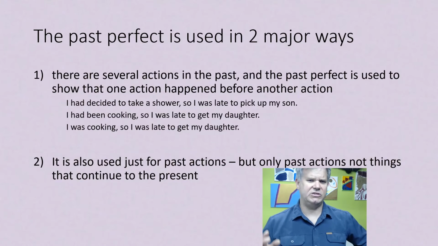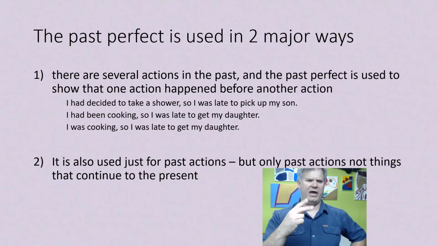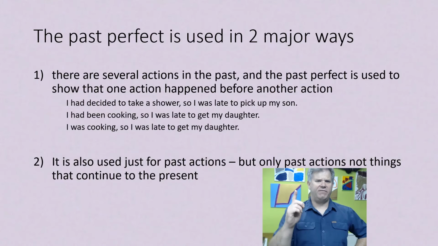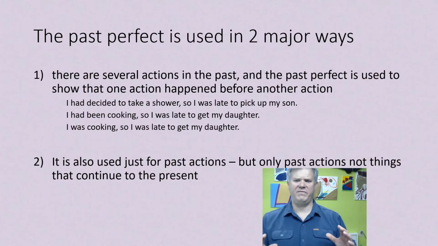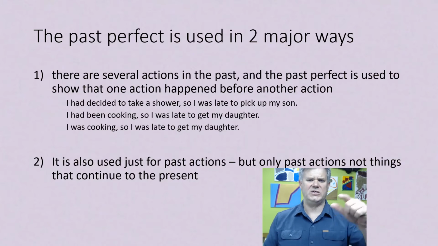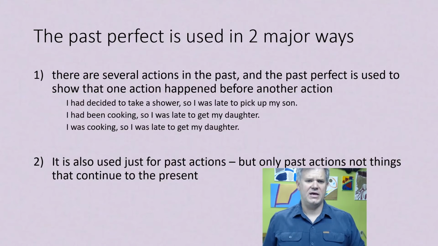Past perfect is used in two major ways. First off, number one, there are several actions in the past, and the past perfect is used to show that one action happened before another action. I had decided to take a shower, so I was late to pick up my son. I had been cooking, so I was late to get my daughter. I was cooking, so I was late to get my daughter.